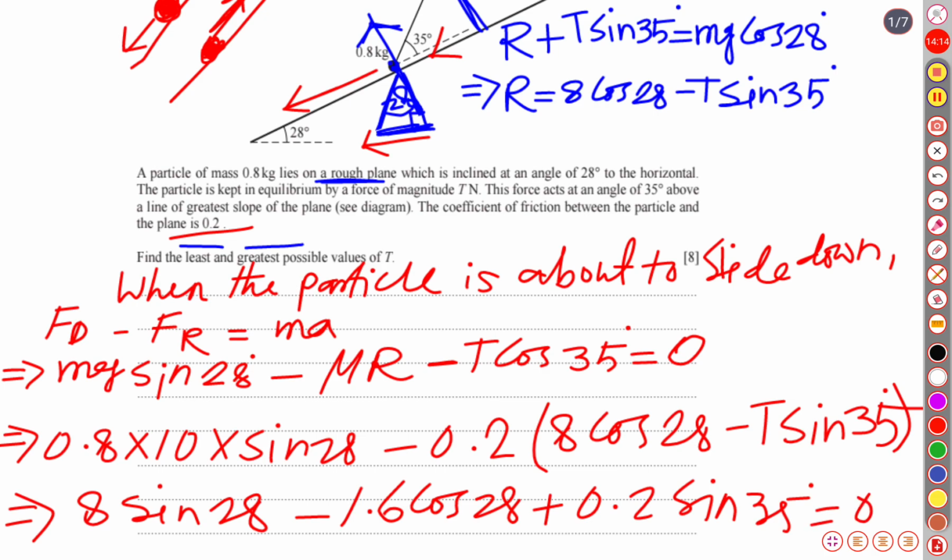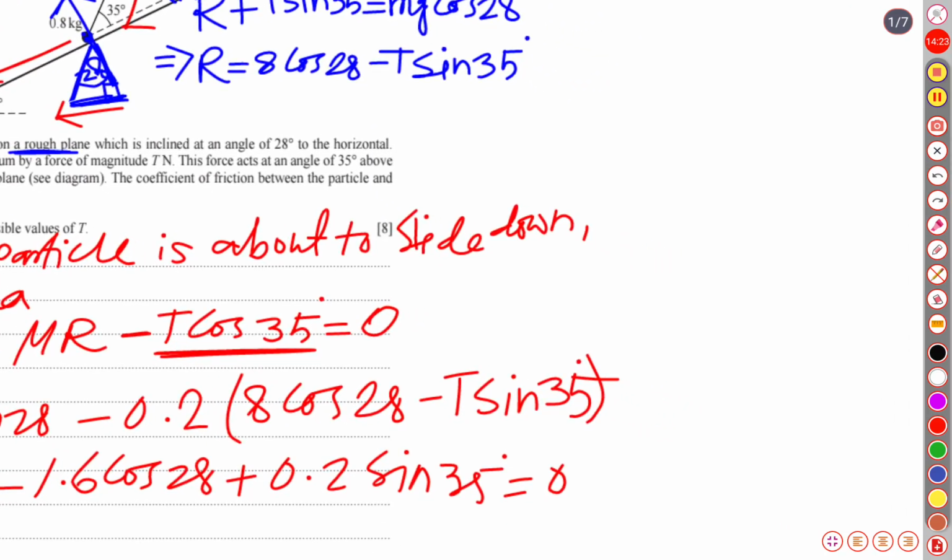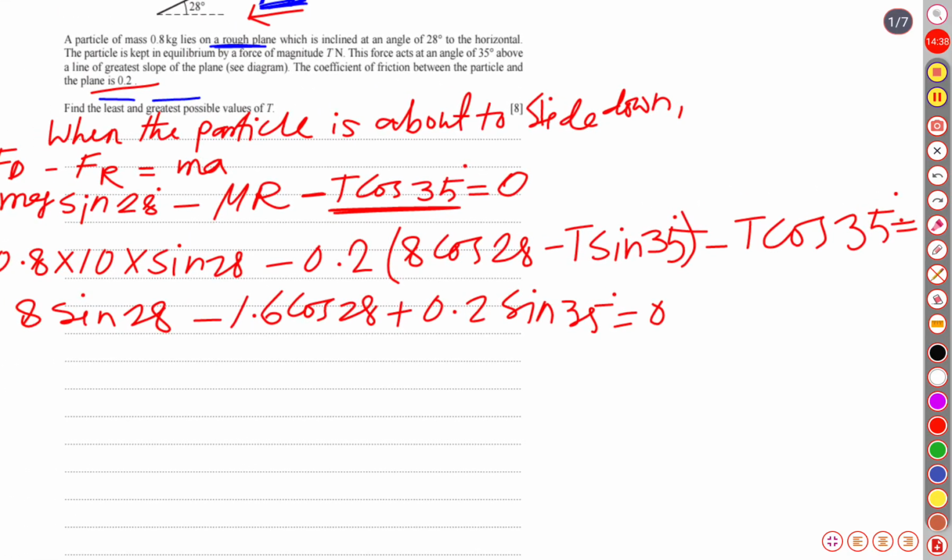Sorry, we skipped one of the terms, so this should be written minus t cos 35, minus t cos 35 equal to, right side is 0. Well, let us calculate now. If we calculate, what is it going to be? Here there is something to be added more, which is minus t cos 35, t cos 35 degree equal to 0.